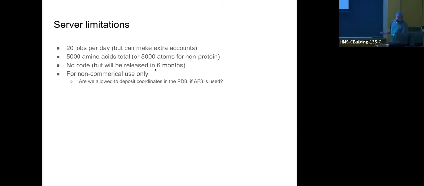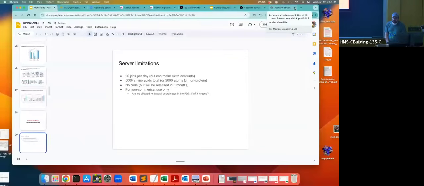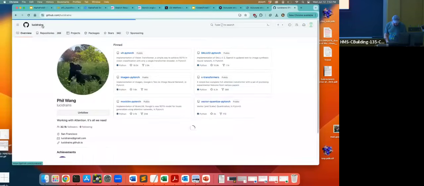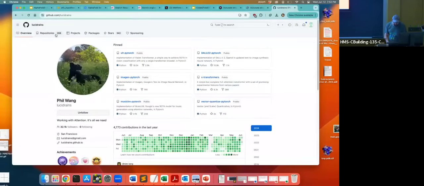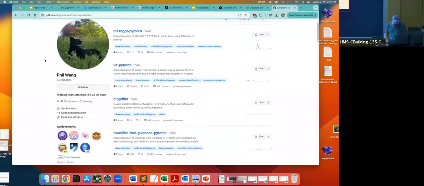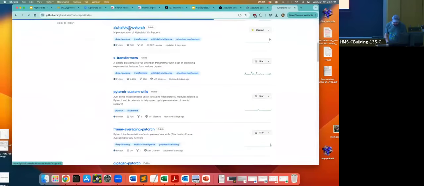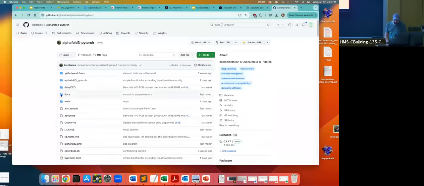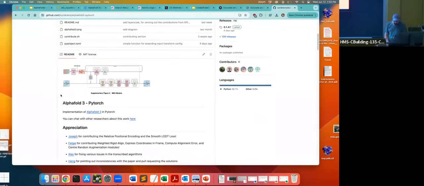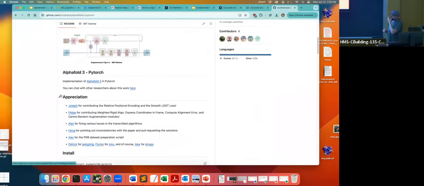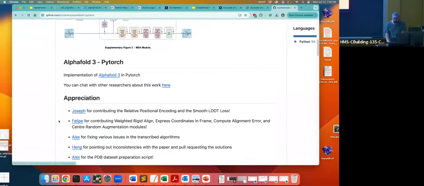So the cool thing is the code will be released in 6 months. And there have actually been multiple efforts online of people trying to reproduce all the code. One example I wanted to highlight is a guy named Lucid Rain. I think his real name is Phil Wong. Actually, not just him, but other folks have been contributing as well on reproducing AlphaFold3. So at this point, it looks like all the code is reproduced. As for the training itself, there have been some groups trying to train with this code, but the code is now essentially available.